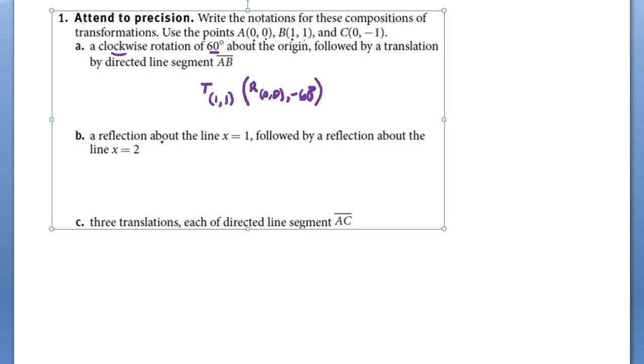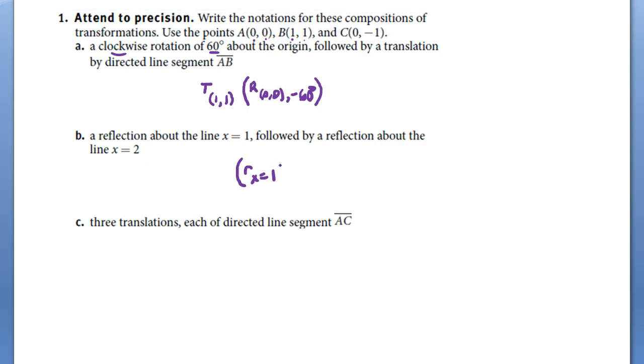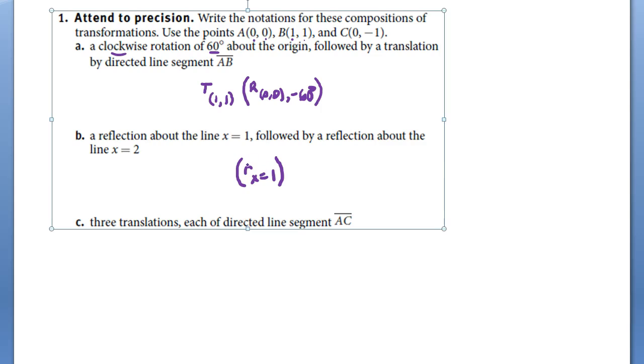Question B, a reflection about the line X equals 1. So the symbol for reflection was a lowercase r, and then its subscript is the line that you're reflecting over. X equals 1, like that. And then it says, followed by a reflection about the line X equals 2. So let's put this in parentheses and indicate that we're taking this image and reflecting it. So another lowercase r, X equals 2. Again, I'm working here, putting parentheses around it, and then I'm working towards the left. I'm building it out towards the left.